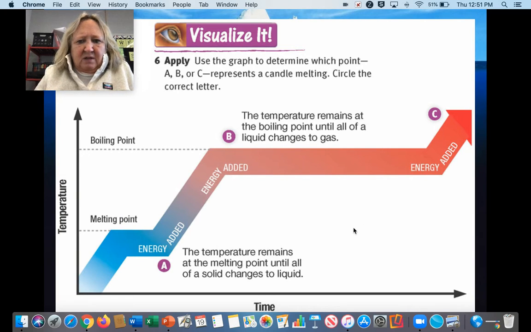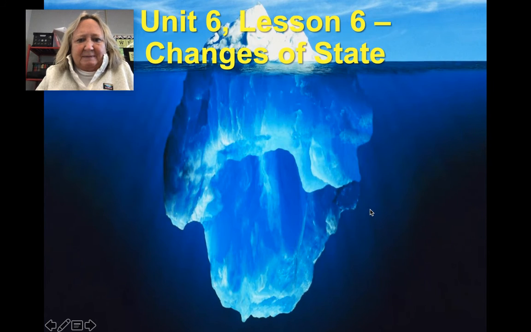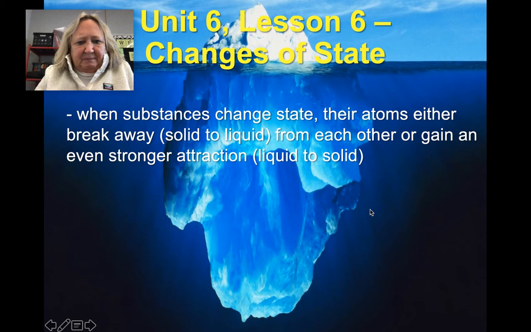All right, so what do we think? Where the candle melts is A. That's why it is called the melting point. Get it? Okay.